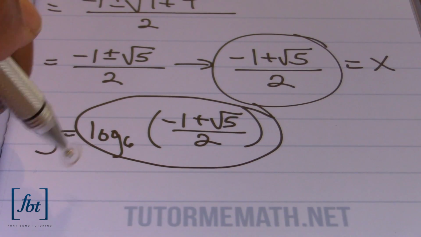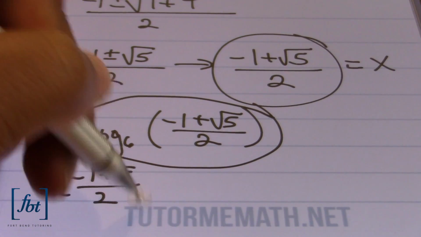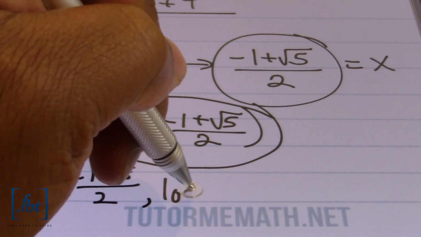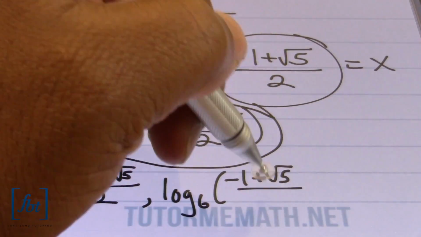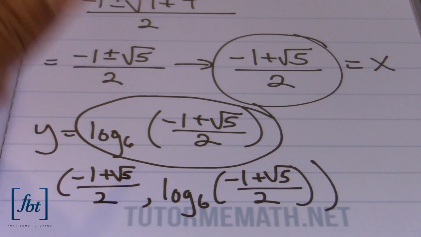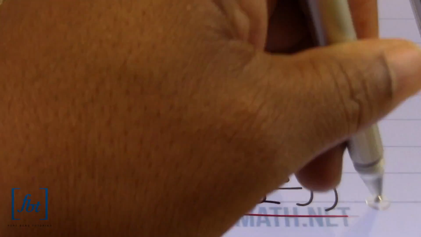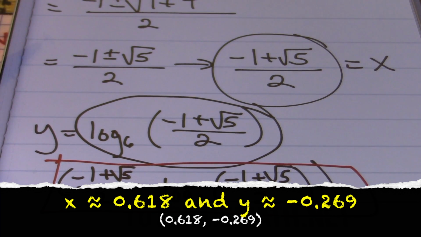So our point of intersection is going to be at negative 1 plus the square root of 5 divided by 2. And our y value is log base 6 of that same quantity, negative 1 plus the square root of 5 divided by 2. And this is the answer for problem number 7. Remember, you'll need to plug in these values into your calculator to get an approximation of this point. All right, but this is the exact point right here. We're going to put a red box around this. Red box in it. And I'll go ahead and put the approximation as a point down here, okay, so that you'll have it. All right, let's continue.